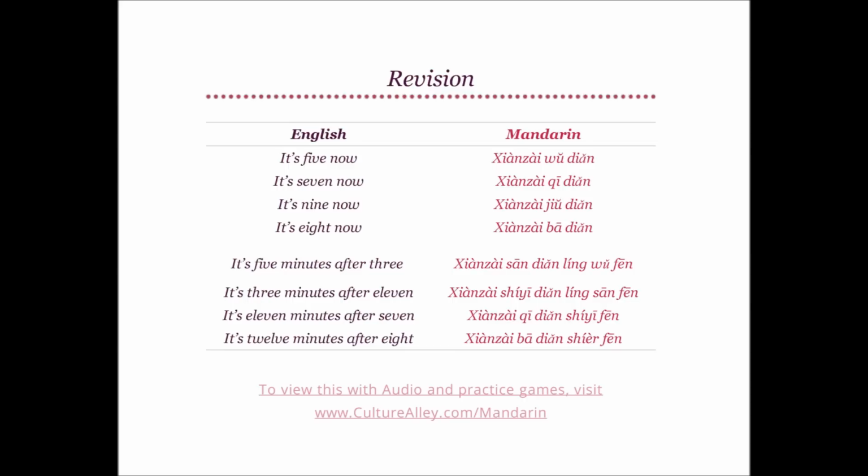It's 5 now translates as 现在5点. In Mandarin, while it's 7 now becomes 现在7点. It's 9 now will be 现在9点. And similarly, it's 8 now becomes 现在8点.